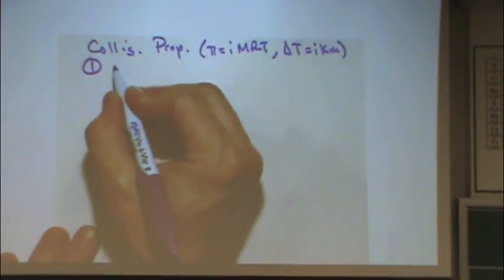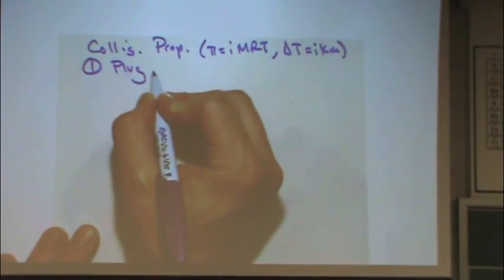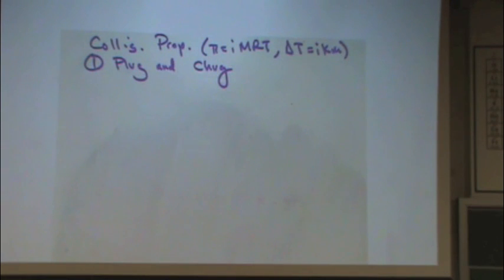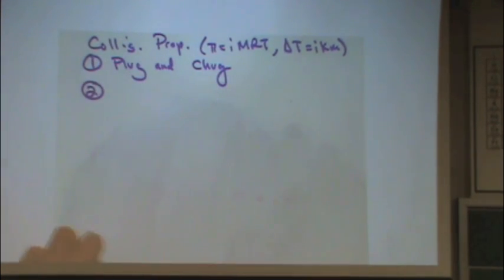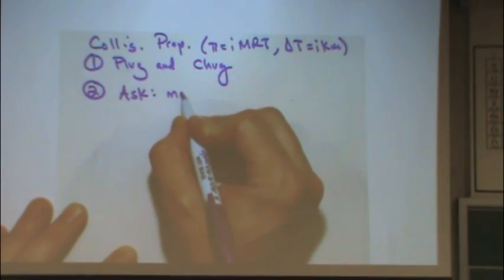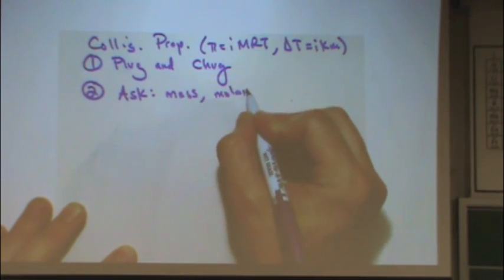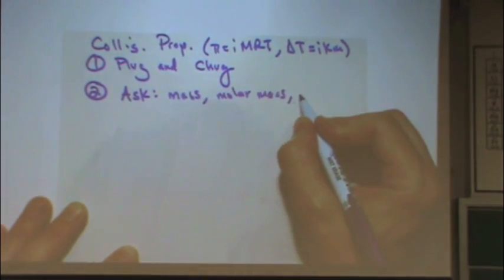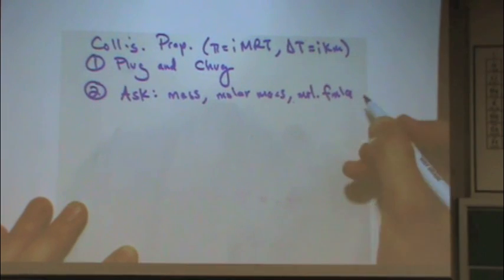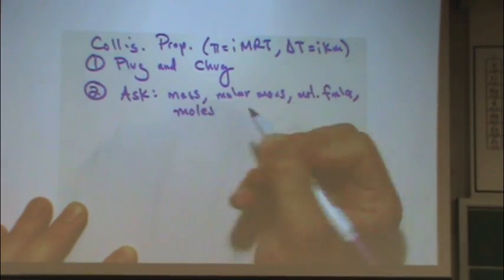There's two general types of problems. It doesn't matter which one you're talking about. One is just plug and chug. What that means is you're given all the variables except one, and you just plug them in and solve for the one we asked for. That's usually, for most people, the simpler type of problem. The second type involves a little bit more, where we usually ask for one of the following: mass, molar mass, molecular formula, or moles, something like that.